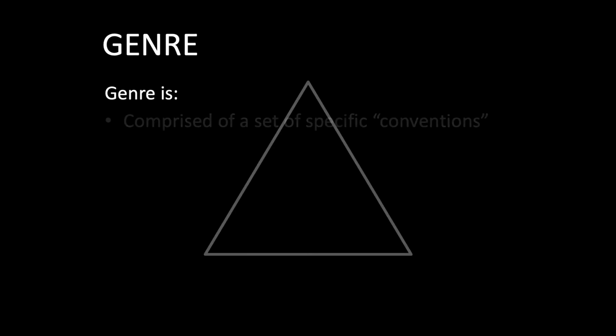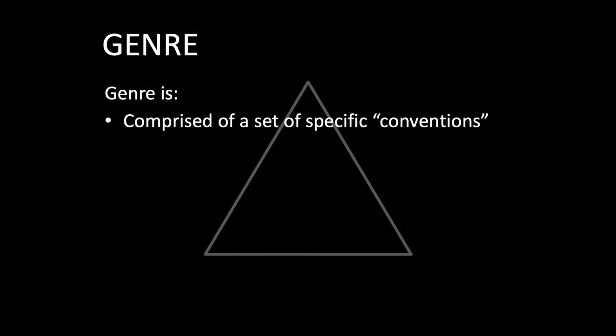Genre is comprised of a set of specific conventions, or tropes sometimes called, standardized uses of character, or of language, or of setting, or of structure. Genre is a prerequisite of all writing. There is no writing that does not fall into a kind of genre.